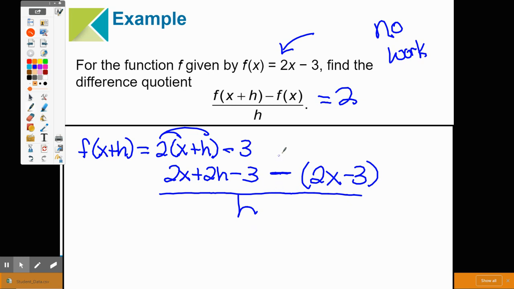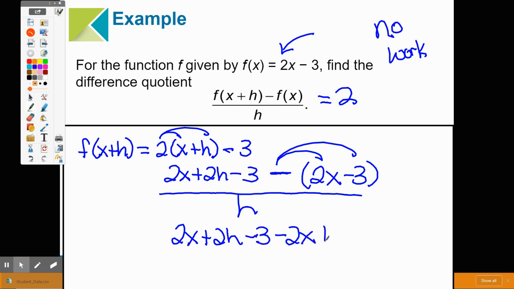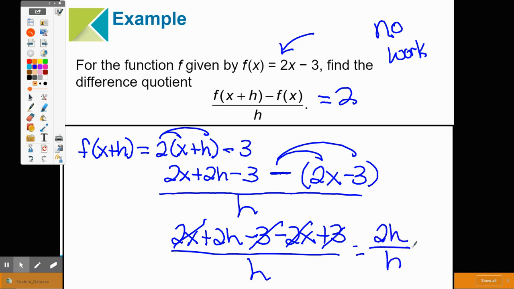So we're going to clean it up. This will have to be distributed. 2x plus 2h minus 3 minus 2x plus 3 all over h. Keep cleaning. The 2x minus the 2x, the negative 3 plus the 3, and you're left with 2h over h, which simplifies to what we knew the answer would be, 2. So this is telling you the rate of change for the line is always going to be 2.